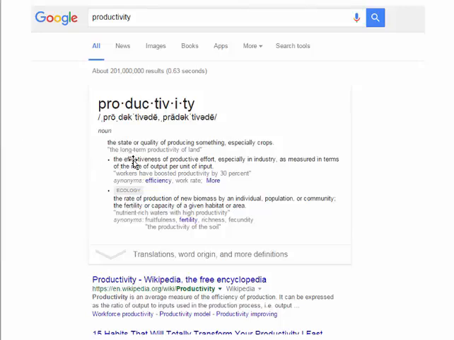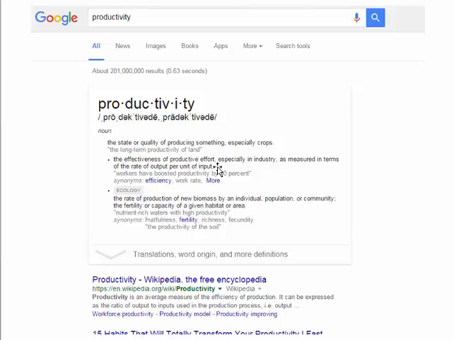the second definition of productivity, which is the effectiveness of productive effort, especially in industry, as measured in terms of the rate of output per unit of input. So we're looking at rate of output per unit of input. So really what we're talking about here, generally as we look at hotels, are hours as compared to occupied rooms.